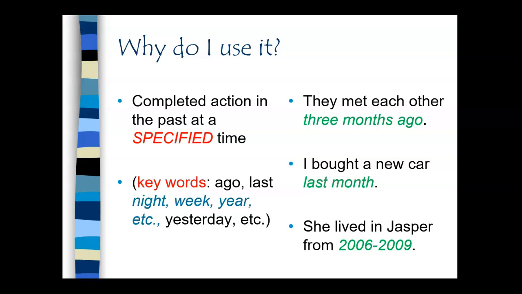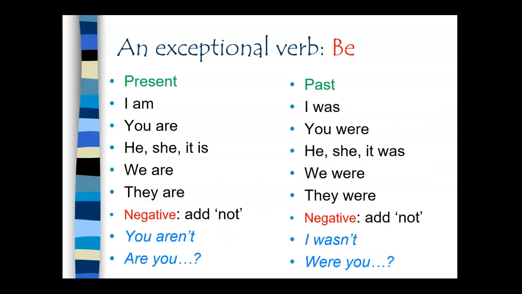For example, they met each other 3 months ago. Or, I bought a new car last month. She lived in Jasper from 2006 to 2009. Keywords include ago, last night, last week, last year, yesterday, etc.